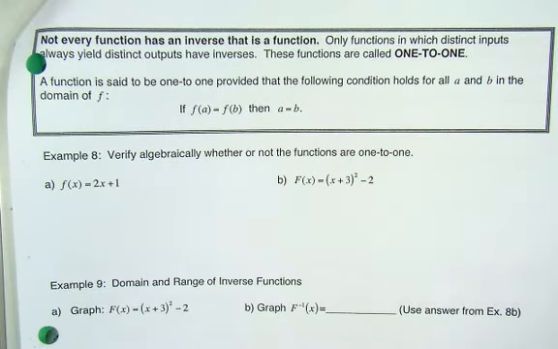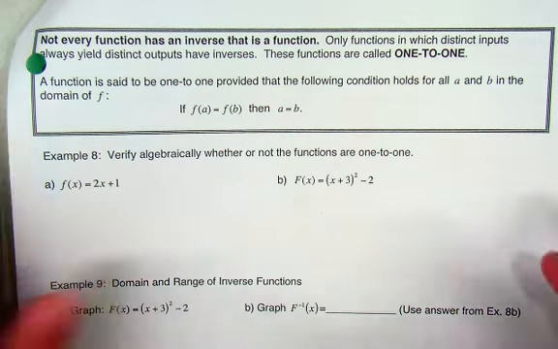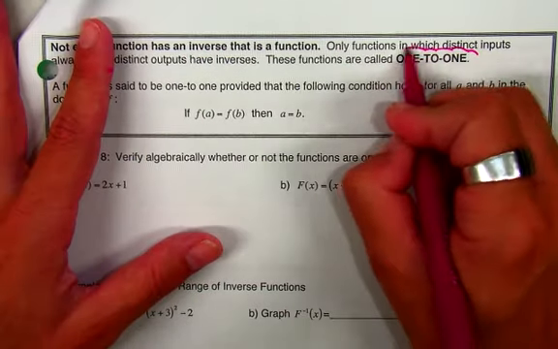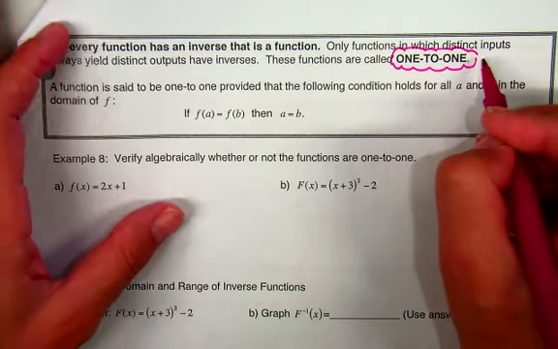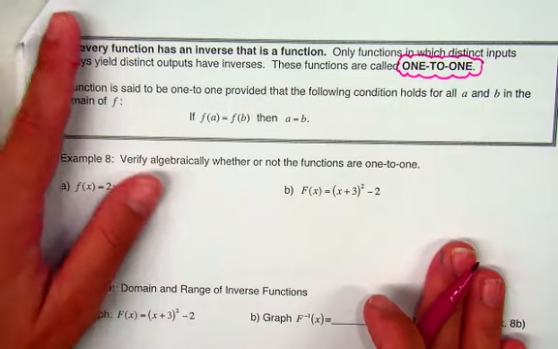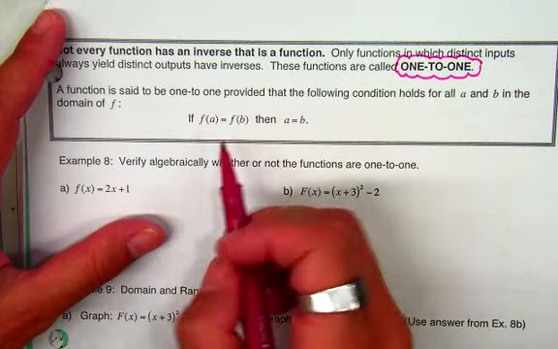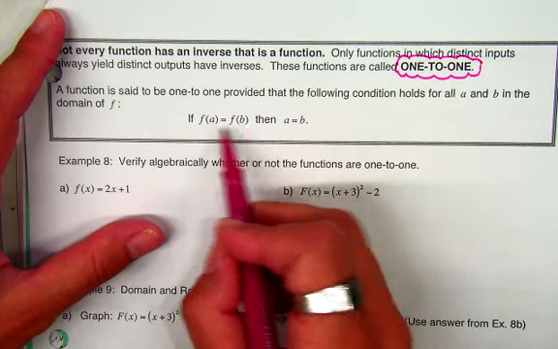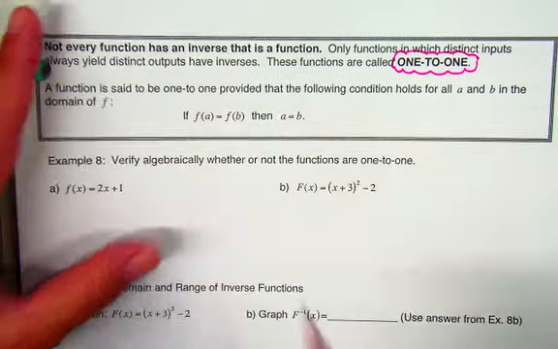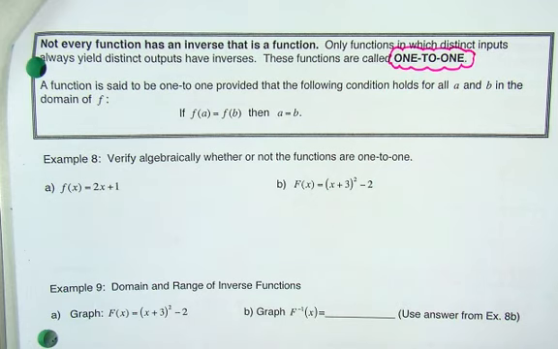That's okay though. All right, so not every function has an inverse that is a function. Only functions in which distinct inputs always yield distinct outputs have inverses. These functions are called one-to-one. A one-to-one function has to have, if f of a equals f of b, then a has to equal b. So basically you can't repeat x values or y values.